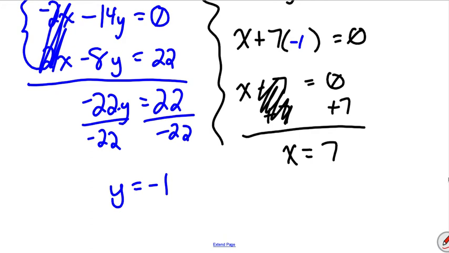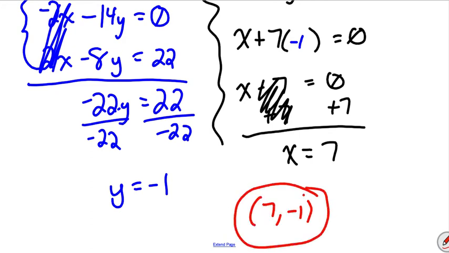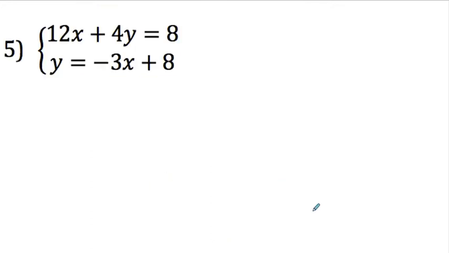So now I have my x and my y coordinate. Put it in a point for the final answer. 7, negative 1. I tried to fix that parenthesis and ended up making it look worse. So let me try again. I want to make sure it looks like a point. There we go. Parenthesis 7, negative 1, parenthesis. Final answer. Okay, last one.